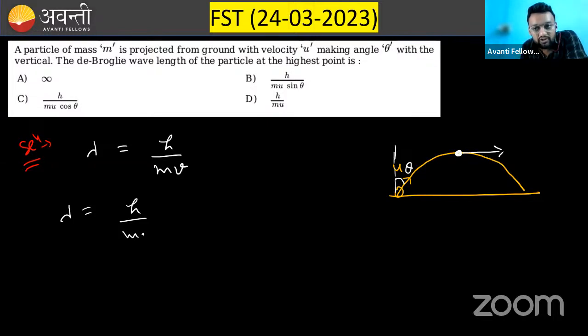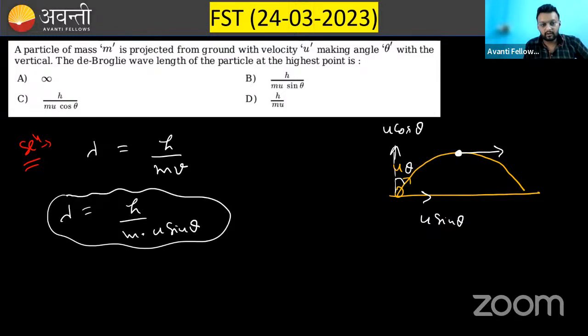It will have horizontal velocity only. So divide the components. This component will be u cos theta and this will be u sin theta. Is it clear? Because angle theta is given from the vertical, so this is u cos theta, this is u sin theta. So at the highest point, velocity will be the horizontal velocity, so that is u sin theta. Which is the correct option? I think this is option number B. Okay, moving further. Is it clear now?